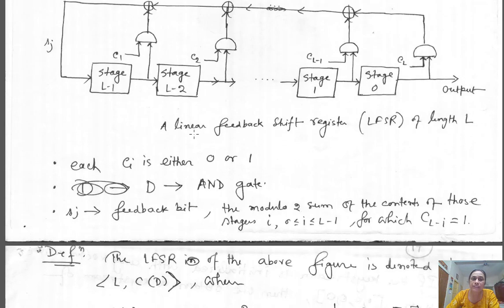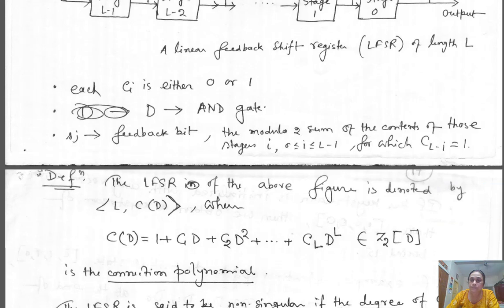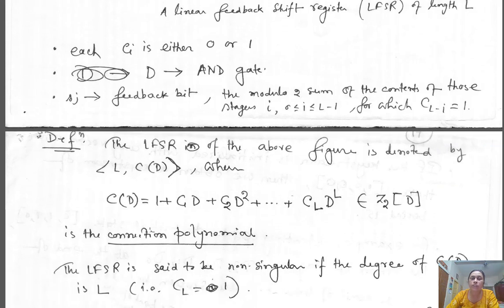So if your LFSR is like this, then the connection polynomial is 1 plus C1 D plus C2 D square plus up to CL D to the power L. Okay. So generally we will denote an LFSR by specifying its length and its connection polynomial. The connection polynomial is a degree L polynomial. Okay.